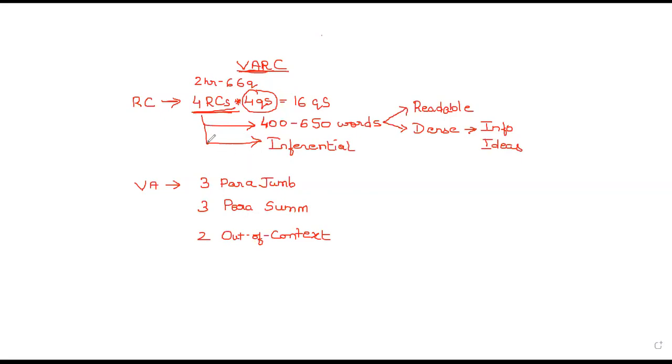What are the kind of subject areas that you need to look at? Again, I will discuss that when I go to RCs in slightly more detail. But before that, I would like to go to the VA part, which is para jumbles, para summary, and out of context.